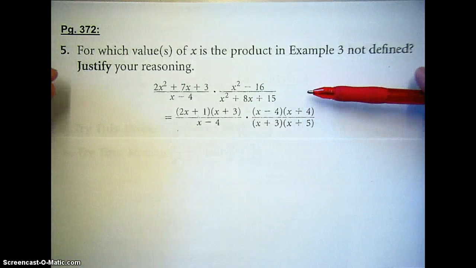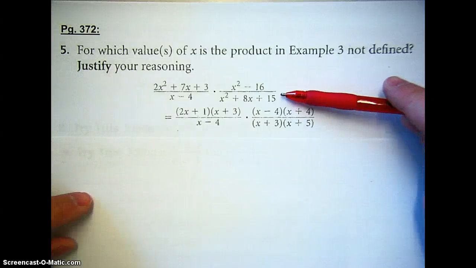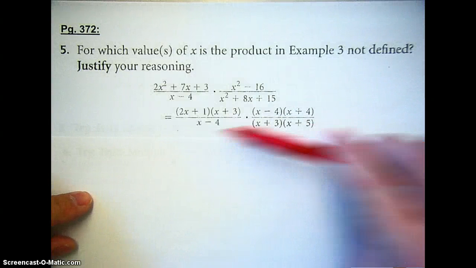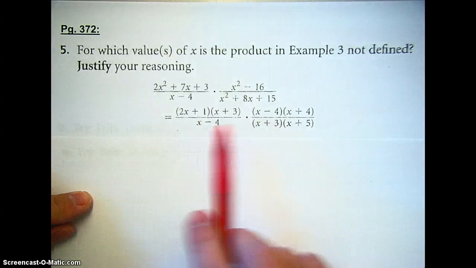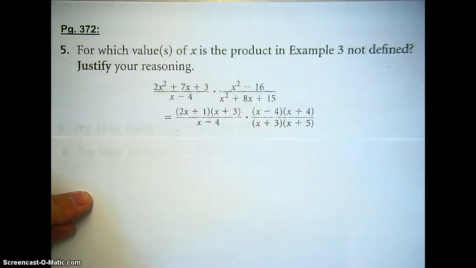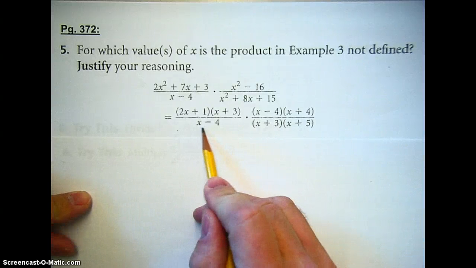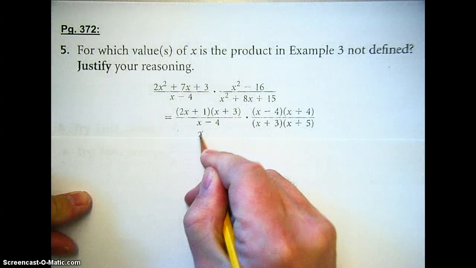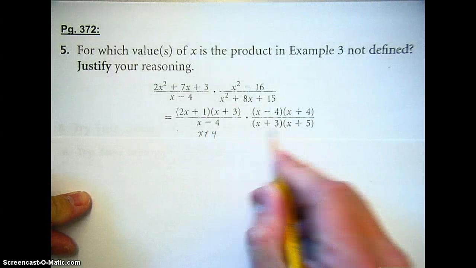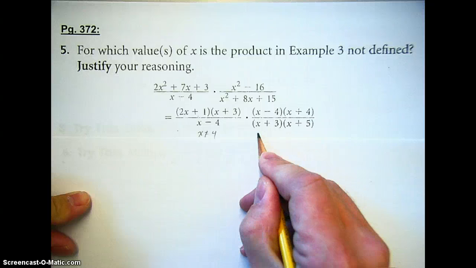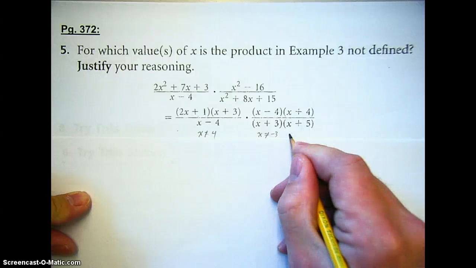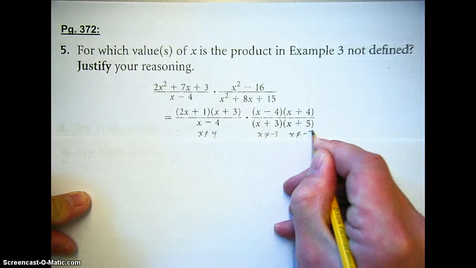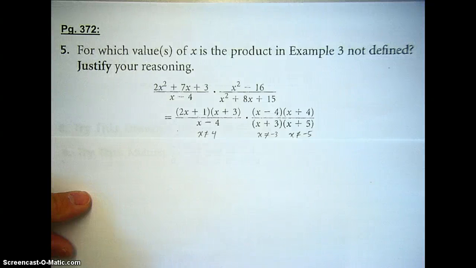As you're looking through example 3, which I put up here, as soon as you factor the denominators, at any time on the denominator, if you can put something in for x and get a 0, then it's undefined. Those are restrictions. So right here in the second step, x can't be 4. X would make 0 at negative 3, so it can't be negative 3. And it would make 0 here at negative 5, so x cannot be negative 5. Those are our restrictions.